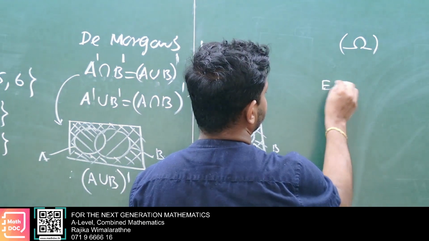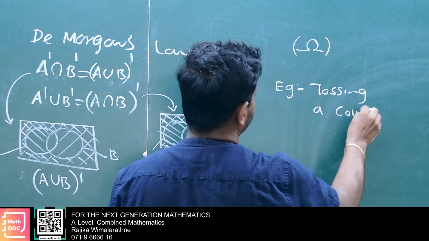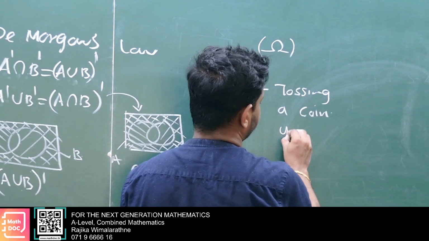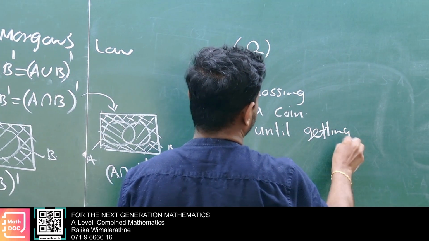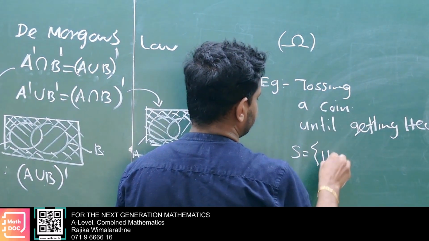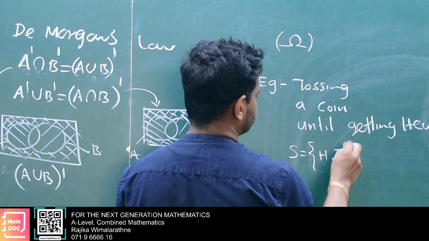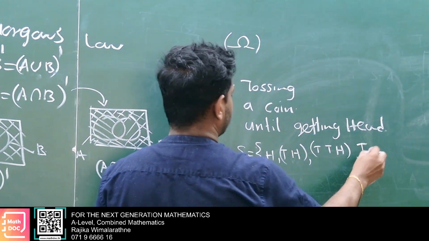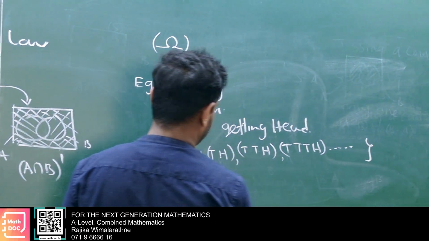Write another example. Tossing a coin until getting head. You write the sample space. Sometimes the first outcome can be head. Tail, head is another outcome. Then tail, tail, head is another outcome. So on it goes. Then it is an infinite sample space.